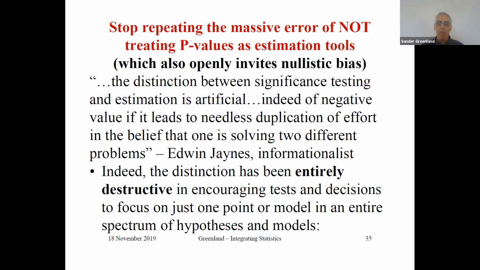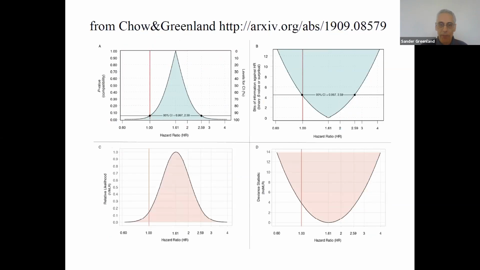Stop repeating the massive error of not treating p-values as estimation tools, which also invites nullistic bias. Edwin James, a Bayesian of sorts, pointed out that this distinction between estimation and testing is artificial and can really cause problems. Indeed, the distinction has been entirely destructive in encouraging tests and decisions to focus on just one point or model instead of an entire spectrum of hypotheses and models, as in the Bayes factor analysis that Berger gave.